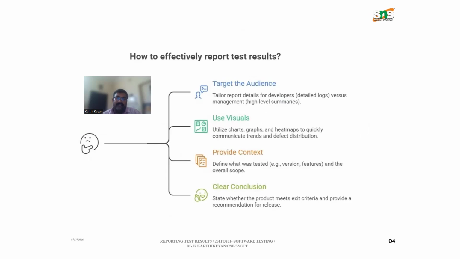The target audience: tailor the report detail for developers. The developers can read it, and if they have any doubts, you can explain your process to them. Use visuals: utilize charts, graphs, and heat maps to quickly communicate trends and defect distributions. Provide context: what was tested, based on version, feature, and the overall scope. And clear conclusions: state whether the product meets exit criteria and provide a recommendation on release.